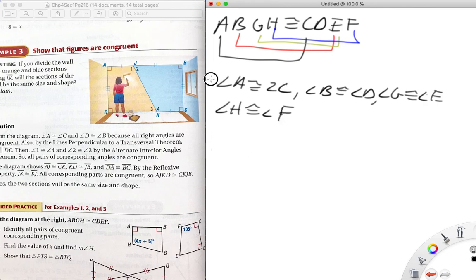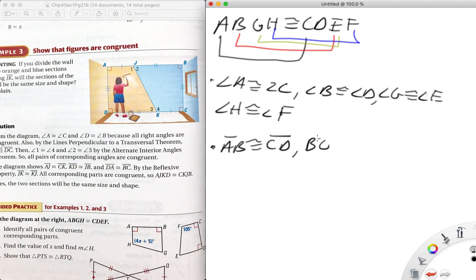In terms of the corresponding sides, AB, CD, BG, DE, GH, EF, and then these two, AH, CF. Just based off of the lettering of the polygon label, I can say that side AB is congruent to side CD. And if you look at the picture, that's the case. But I'm looking at the actual labeling of the polygon. Since they tell me that they're congruent, they're already aligned correspondingly.